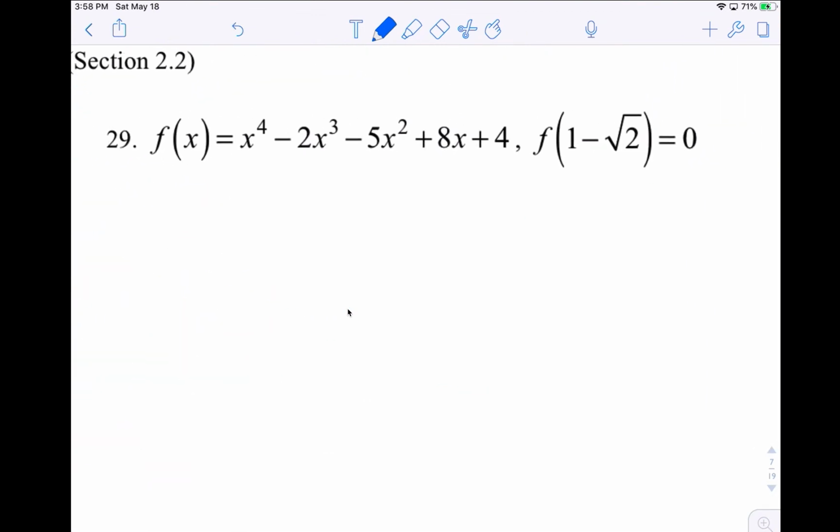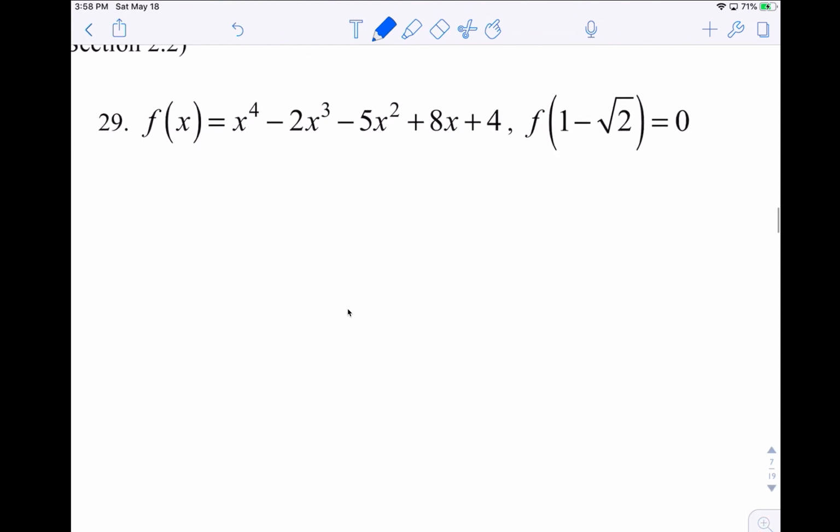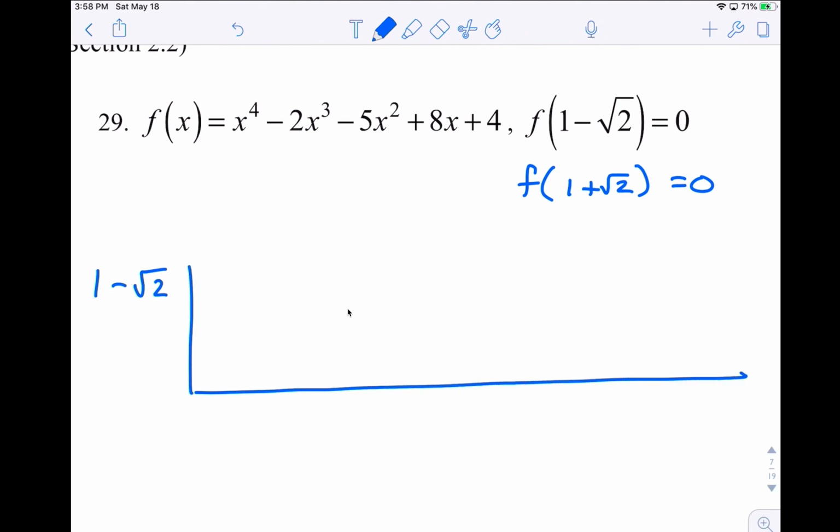Okay. All right, and then the last one here again gives me a polynomial, and then f of 1 minus root 2 is 0. So then that means f of 1 plus root 2 also should be 0. Okay, so now again I have two factors that I can work with. So 1 minus root 2. You guys might want to spread out when you're doing this one because it's going to be kind of long.